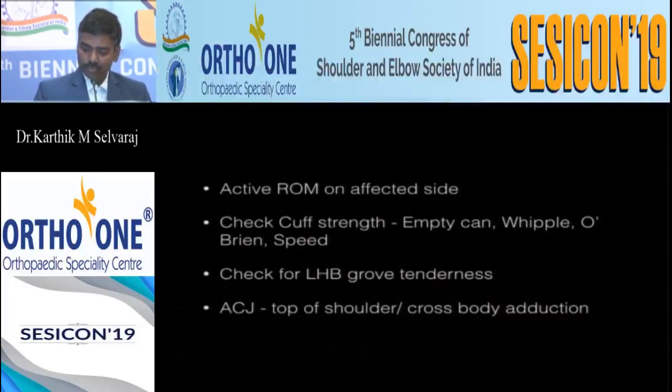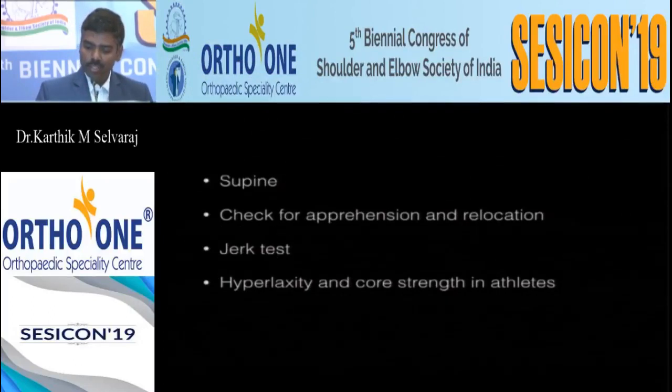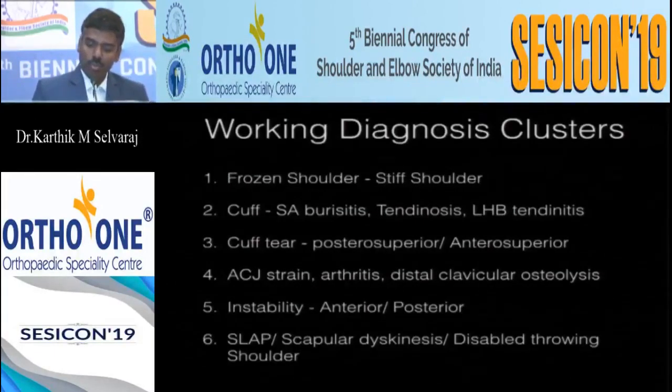I think if I demonstrate it, it will be better. And then I make the patient lie down if it's a young patient, and check for apprehension, relocation, and jerk test as well. Always look for hyperlaxity and core strength in athletes. Once I've done this, in my mind, I come to one of these six diagnostic clusters. I know for sure if the patient has frozen shoulder, especially if the patient has complete loss of external rotation. That gives me the diagnosis that this is a stiff shoulder, a primary frozen shoulder.